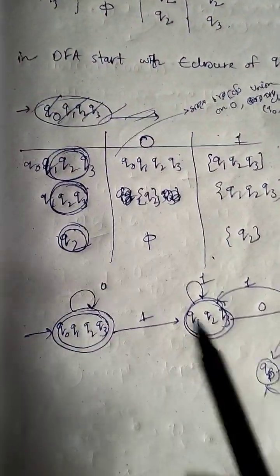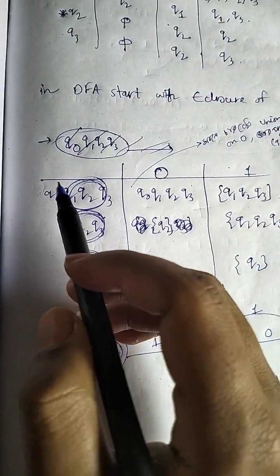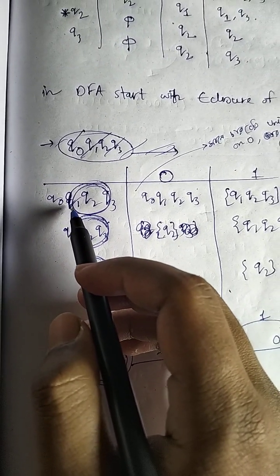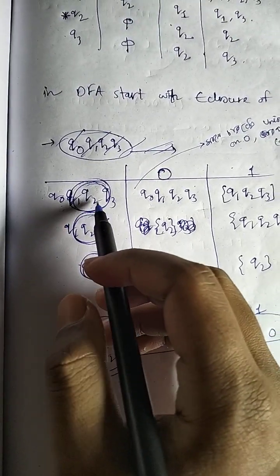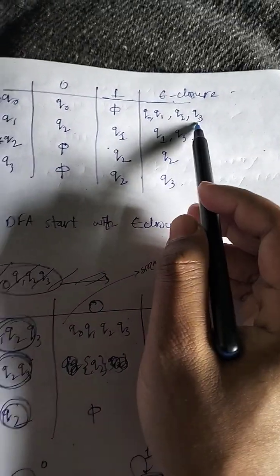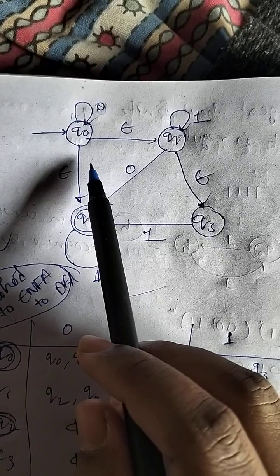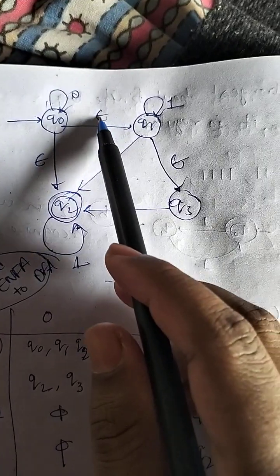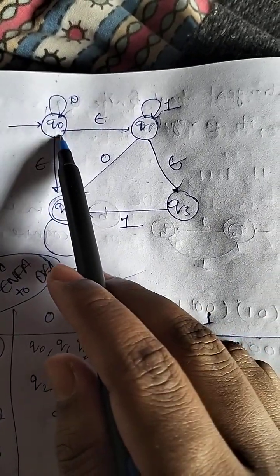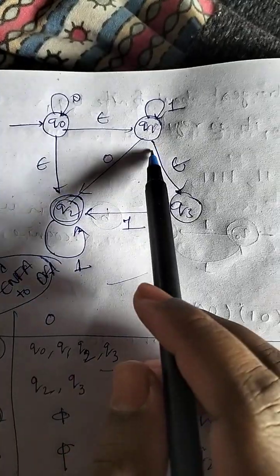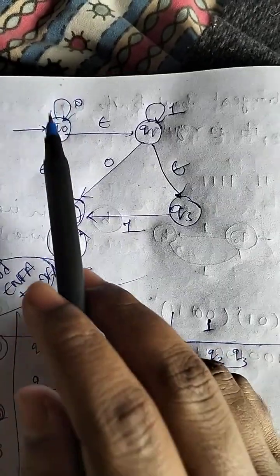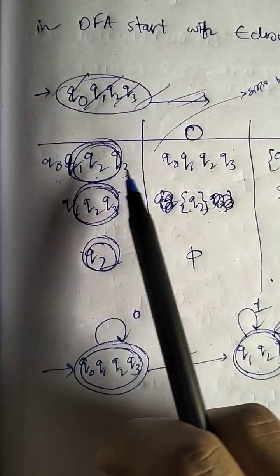Okay, so now in case of DFA, we start with Q0, start with epsilon of Q0, or indirectly the null closure of Q0. Okay, so the null closure of Q0 is this one. Let me just clarify. Null closure means which states you can move to without using any input, just using epsilon. Okay, so we can move to Q0, Q1, Q2, and also to Q3. So these all 4 states are the null closure of Q0. Okay, so we start with this state.